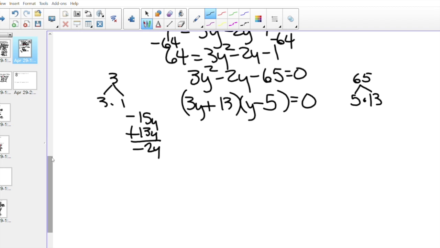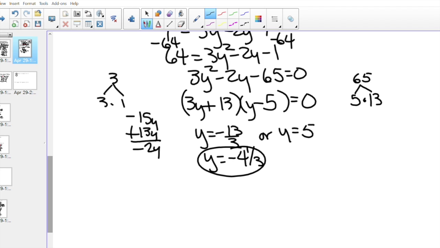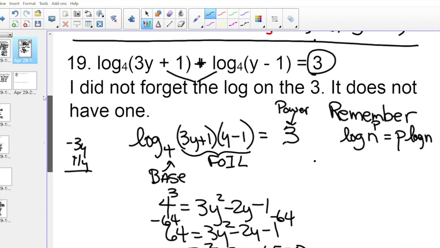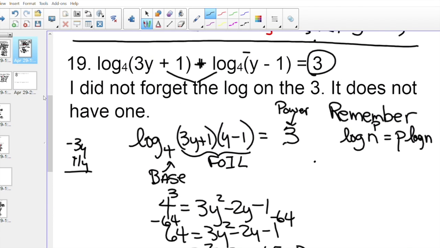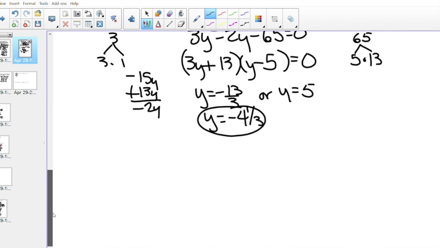I hope you haven't forgotten how to do this. So y is equal to negative 13 over 3. y is equal to negative 4 1/3, or y is equal to 5. Now, if you go back and check that negative 4 1/3 in the original, minus 1 will be a negative number, so we cannot have that. So the solution set is y, such that y equals 5.